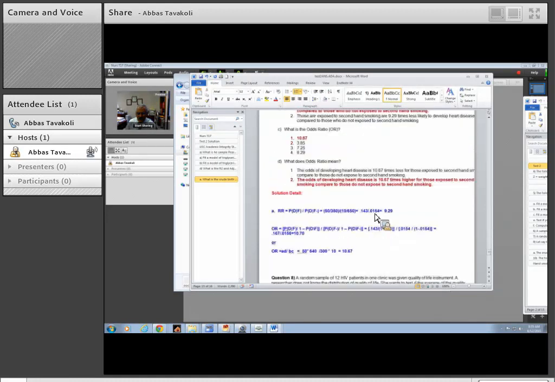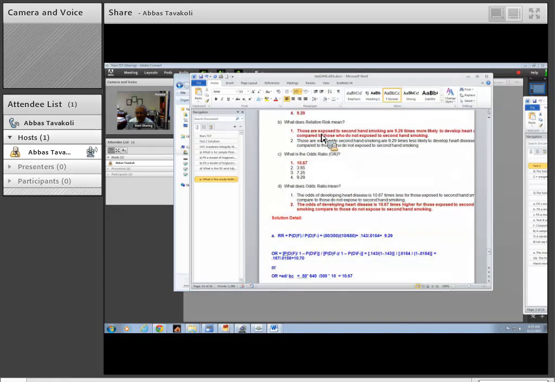And what does that mean? The odds of developing heart disease is 10.65 times higher for those exposed to secondhand smoking compared to those who are not exposed to secondhand smoking. Again, the difference between relative risk and odds ratio is, for relative risk, you go from risk factor to condition or disease. For odds ratio, you go from disease or condition to the risk factor.